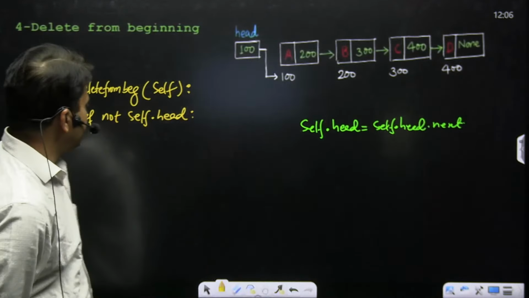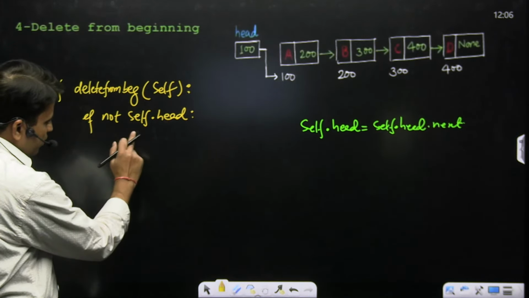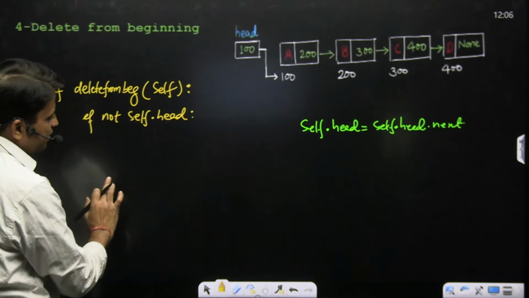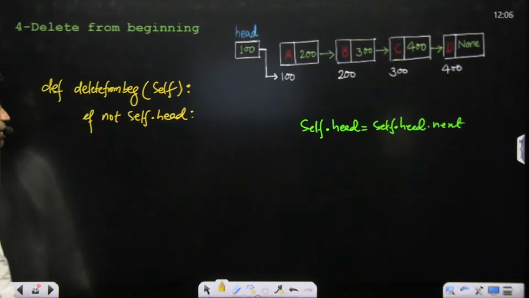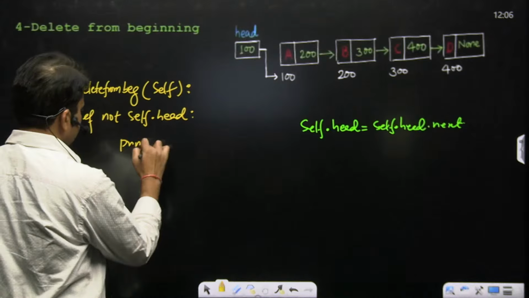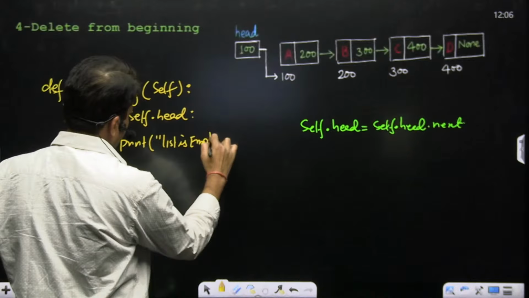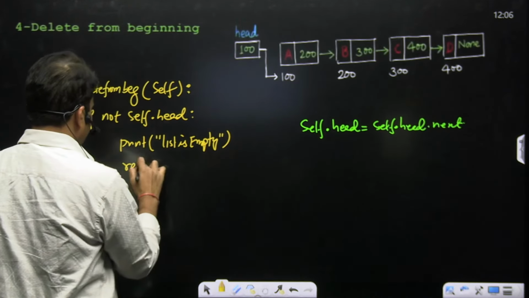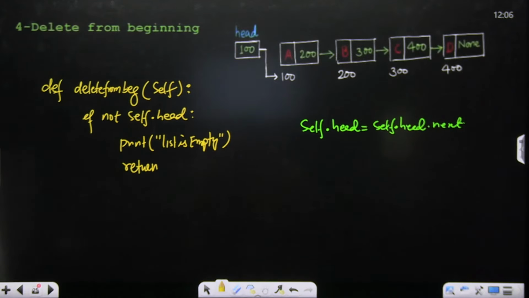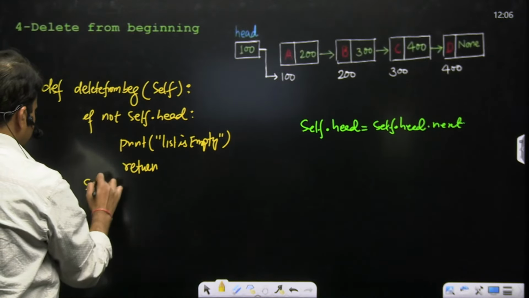Yes, if self dot head is none, इसका मतलब क्या है? दिस कंडीशन ट्रू कब होगी? जब अगर लिंक लिस्ट एम्प्टी है. If this condition is true, then the linked list is empty, then you cannot delete, this is an empty linked list. Understood? Print list is empty and return. If this condition is false, then just write this line, nothing else.